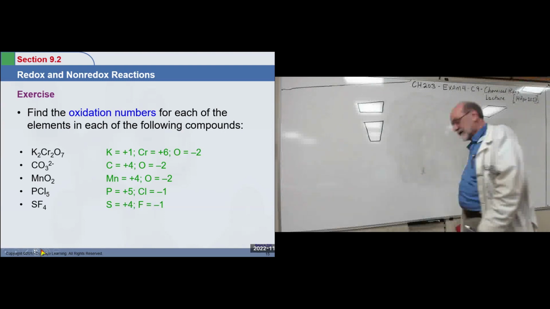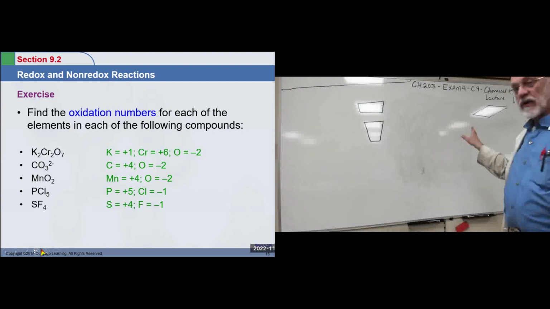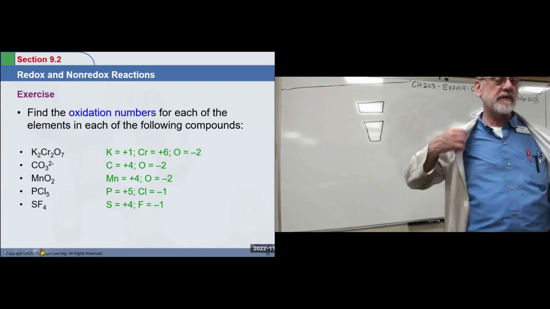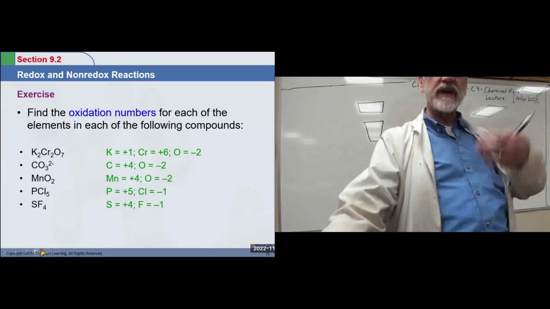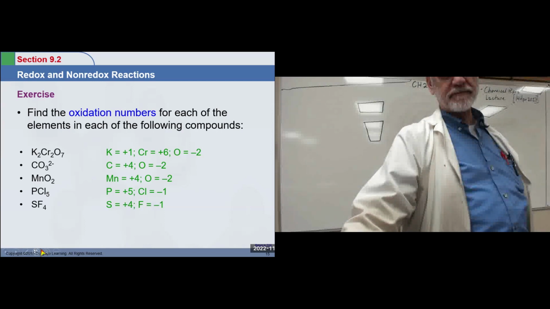Keeping in mind that this is still a bookkeeping scheme, right? We can't claim that there's a charge on chlorine. In fact, they're both nonmetals, so the bond is probably covalent anyway. They're sharing electrons. But it's a way to keep track of electron movement in redox reactions.